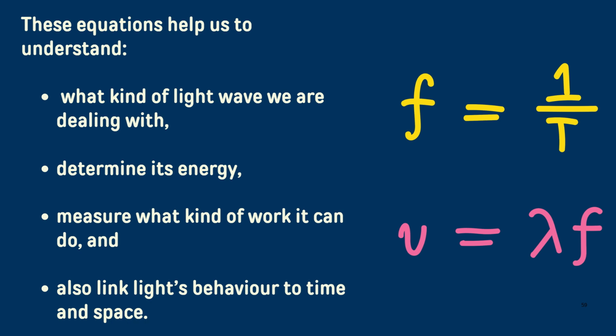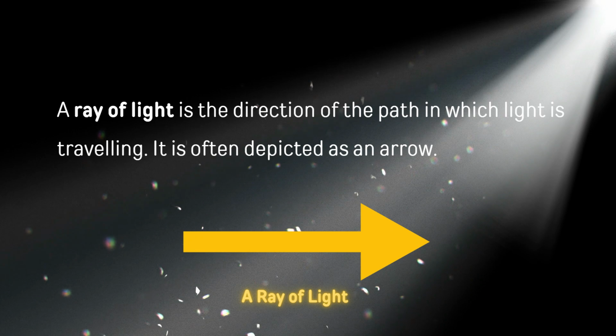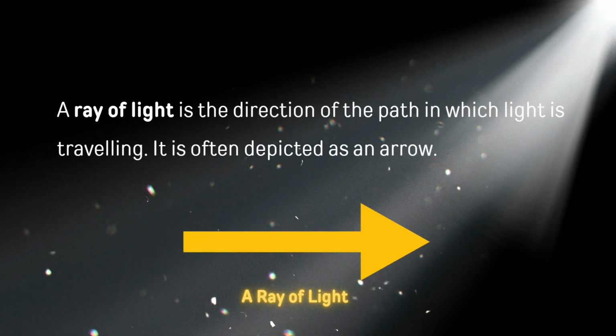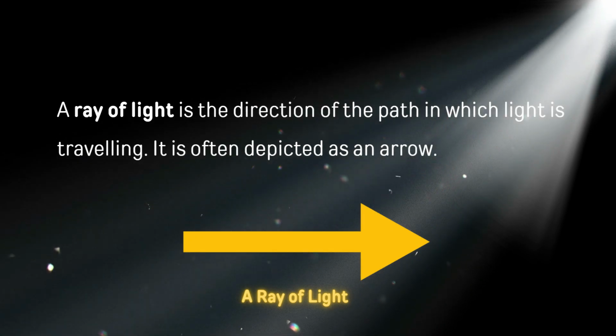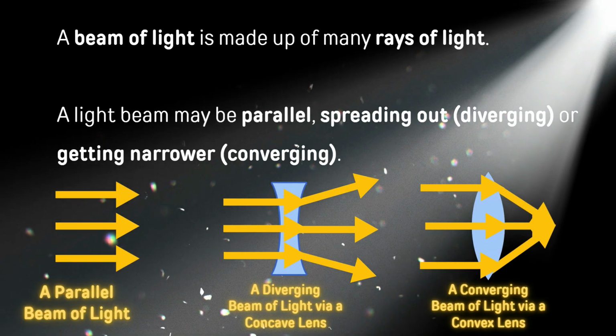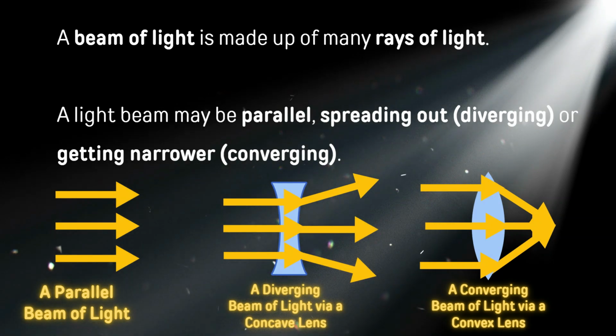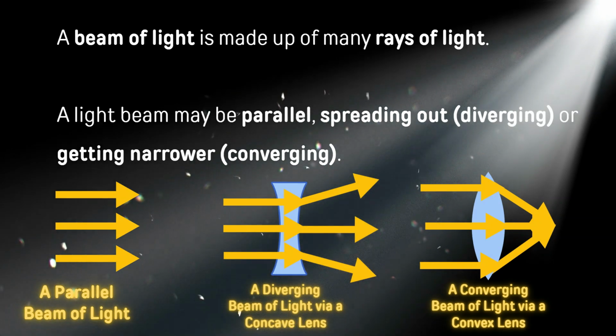These equations help us to understand what kind of light wave we are dealing with. It helps us to determine its energy, measure what kind of work it can do, and also link light's behavior to time and space. A ray of light is the direction of the path in which light is traveling. It is often depicted as an arrow, while a beam of light is made up of many rays of light. A light beam may be parallel, spreading out, diverging, or getting narrow, converging.